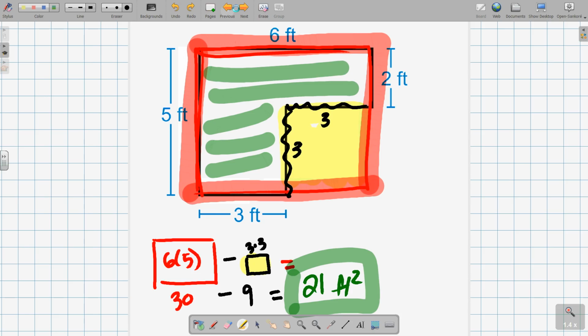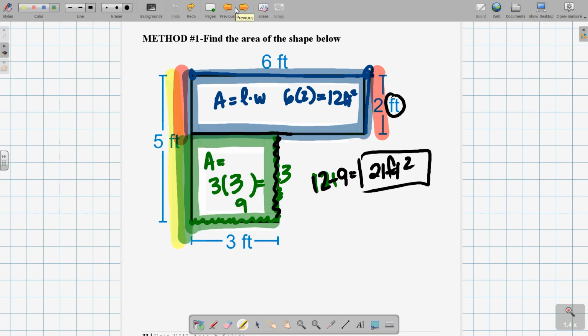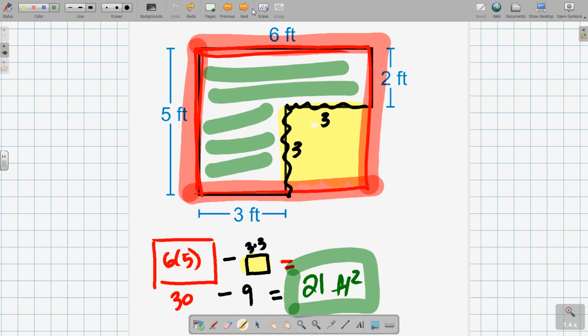Notice it's the exact same thing. So you can see the smaller pieces, or you can look for what's called negative space. And negative space, larger subtract the smaller.